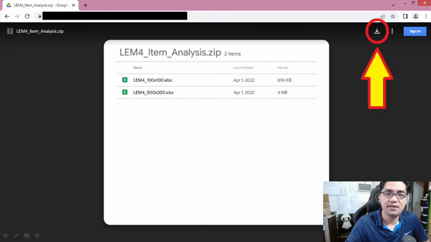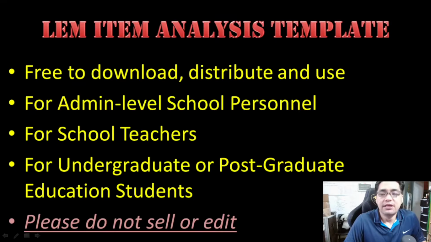If you press on that download button, you should get a zip file. If you extract the contents of the zip file, it will contain the two versions of the template, the 100 by 100 version and the 500 by 200 version. So let me state that this item analysis template is free to download, it is free to distribute, and of course, it is free to use.